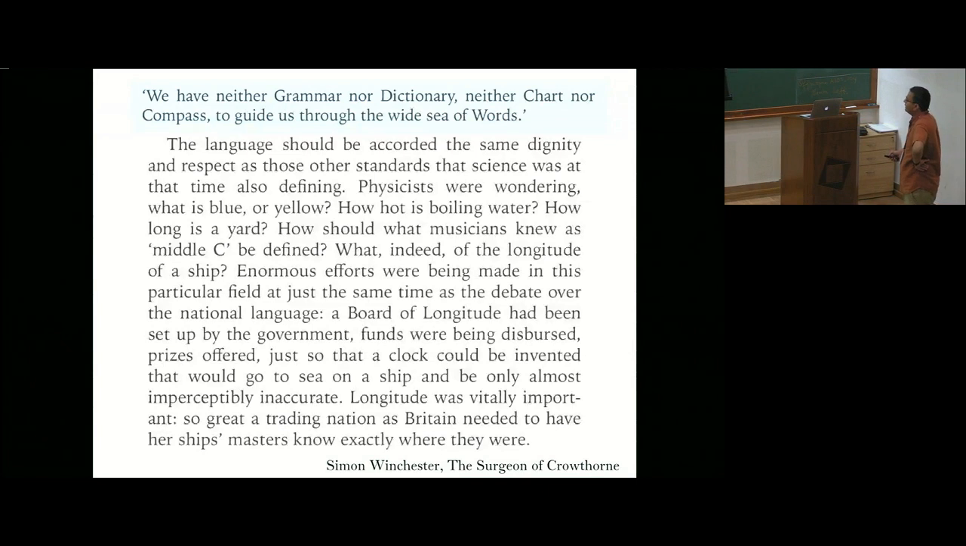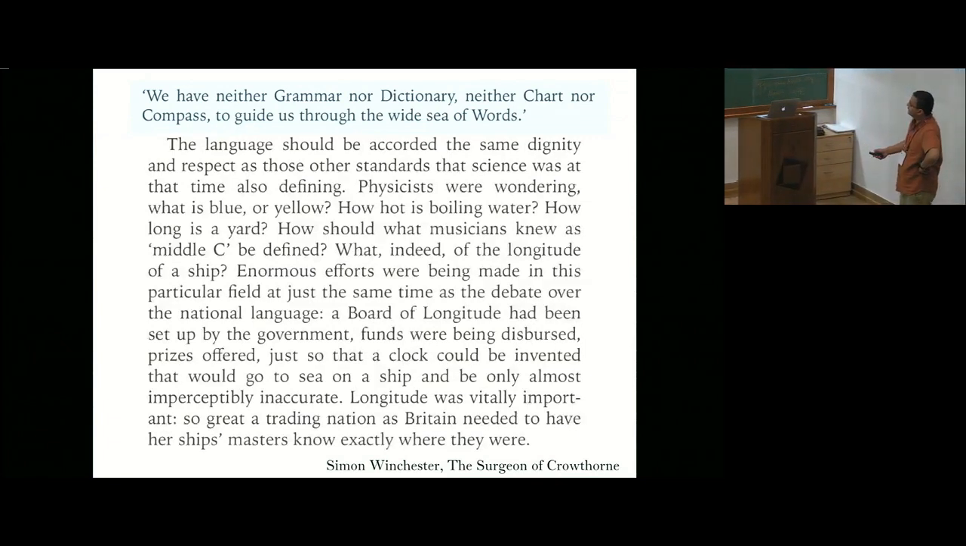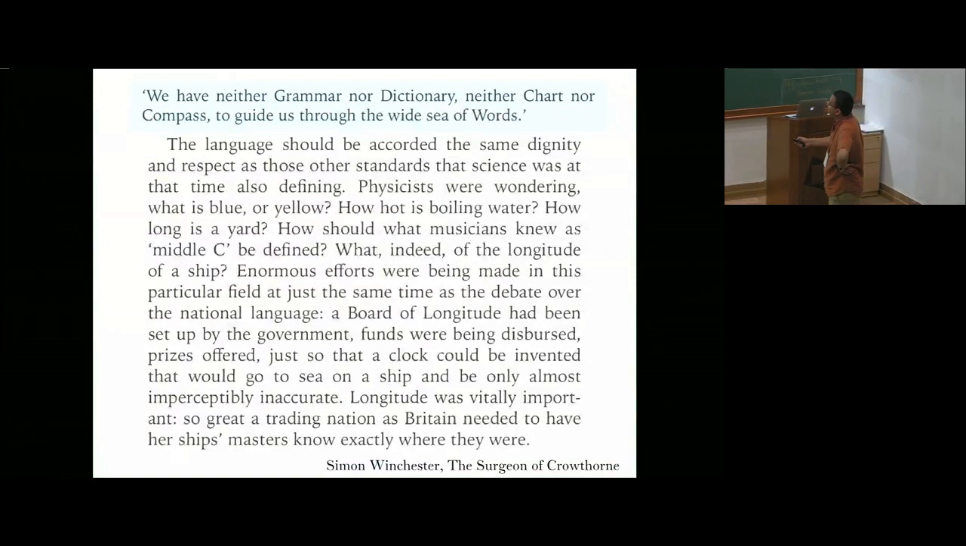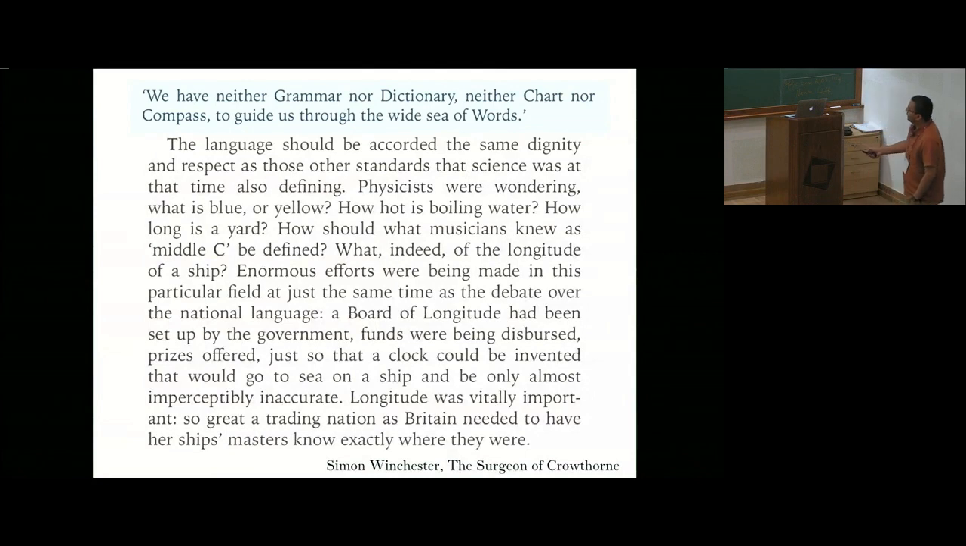Indeed, the case was made, so to speak, by invoking what the physicists had been able to do. The case really goes like so, saying that language should be accorded the same dignity and respect as other standards the science was at the time also defining. For example, physicists were getting very organized, figuring out colors, various properties of matter, and so on. A very important point brought up here is about the measurement of the longitude of a ship. Enormous efforts were being made in that particular direction.